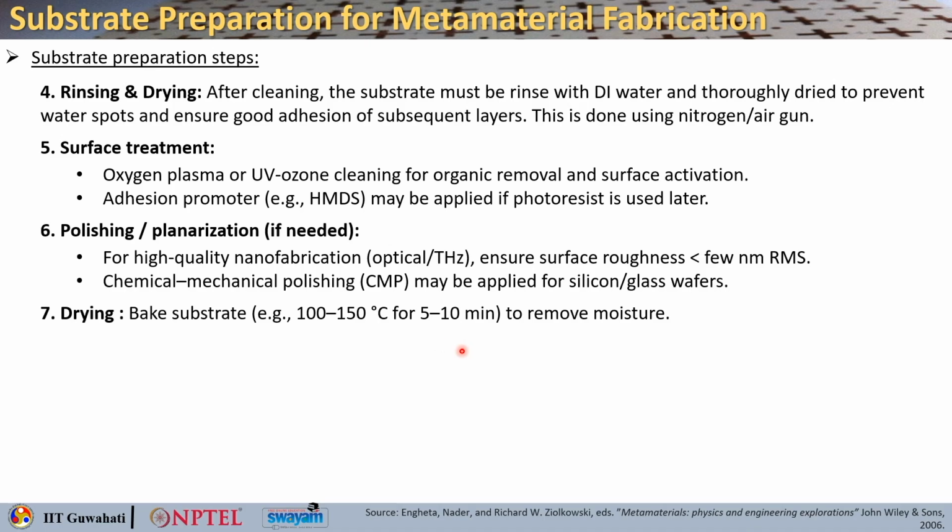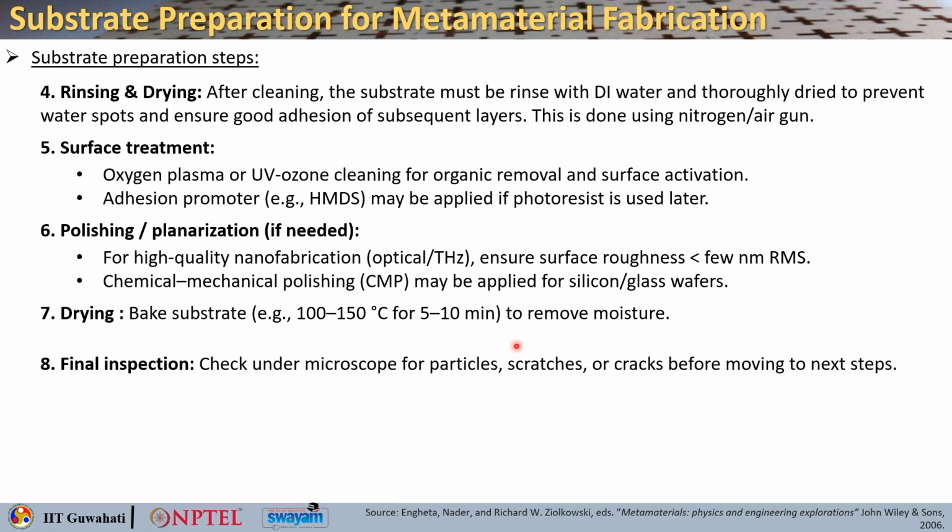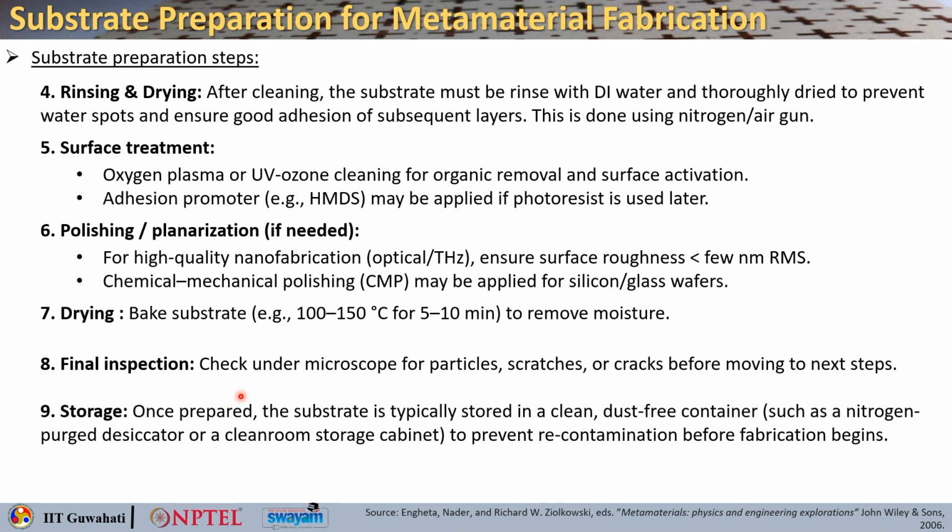that means bake the substrate at a temperature of 100 to 150 centigrade for 5 to 10 minutes. That will help you remove the moisture content. And finally, you inspect your substrate under a microscope for particles, scratches and cracks before you move on to the next step. So, once prepared, the substrates are also typically stored in a clean, dust free container such as a nitrogen purged desiccator or a clean room storage cabinet to prevent recontamination before you can actually begin your fabrication steps.